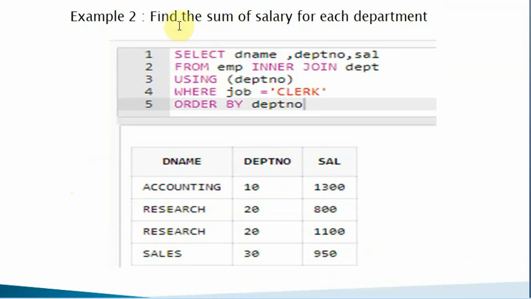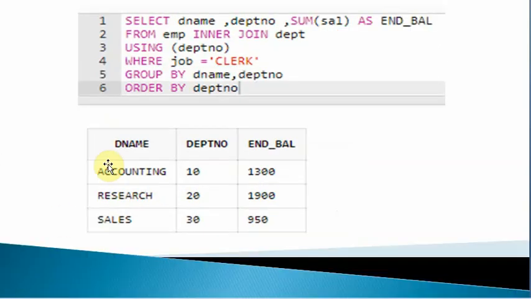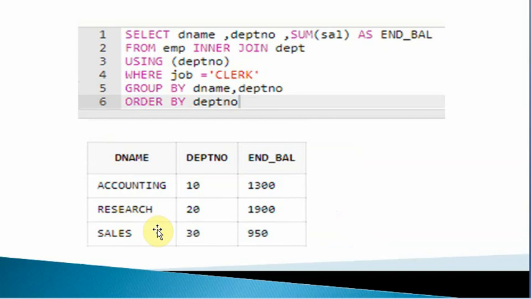Now the next is to find the sum of salary for each department. You can see I have a small join here. We have joined the employee and the department table, where the job of the employee is clerk. For department 10 I have this salary. For department 20, if I find the sum of the salary, it will be 1900, and for sales it will be 950. So we'll try to use a pivot clause to get these results.